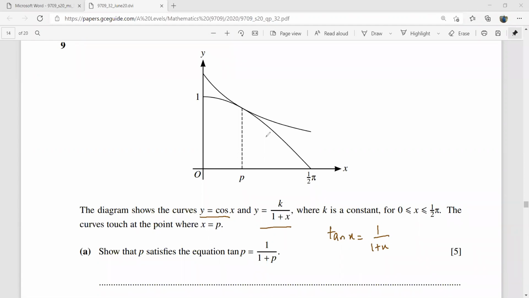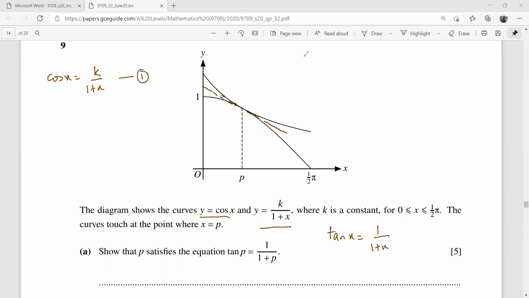So one thing is that they are both intersecting at this point, so we can equate them first of all. So this gives me cos x that is equal to k over 1 plus x. That is my first equation. Secondly, we know that if you draw the tangent at this point, that would be a common tangent over here, okay? So that means they both have the same gradient of this tangent. So we can equate their derivatives as well.